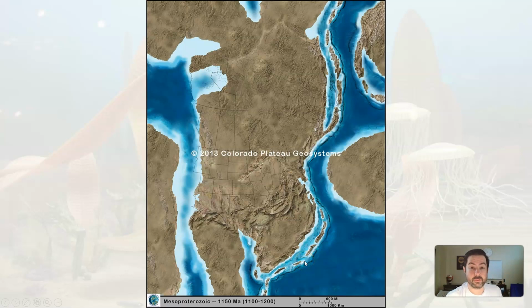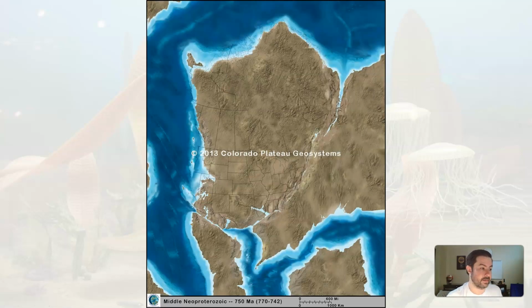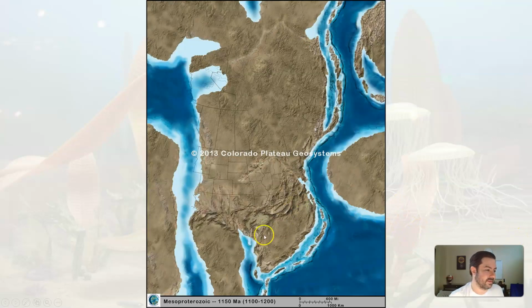Now we're going to fast forward to the beginning of the breakup of Rodinia. When it began to break up, you can see the Grenville orogeny is no longer there because it's breaking along these lines. As things start to break up, what was there is now going to start to go away. Again, this was all part of the North American craton, Laurentia.